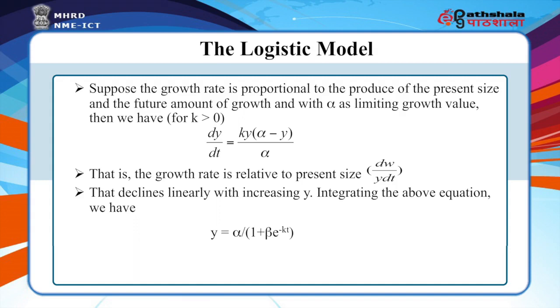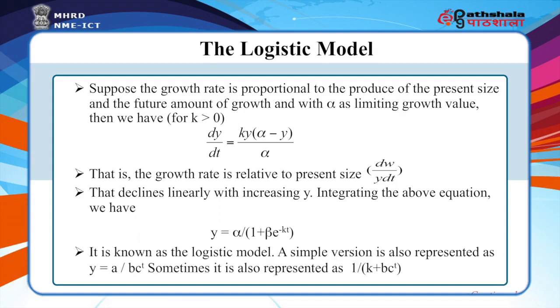Integrating the above equation, we have y is equal to alpha divided by 1 plus beta e to the power minus kt. This is known as the logistic model. A simple version is also represented as y is equal to a divided by bc to the power t. Sometimes it is also represented as 1 divided by k plus bc to the power t.